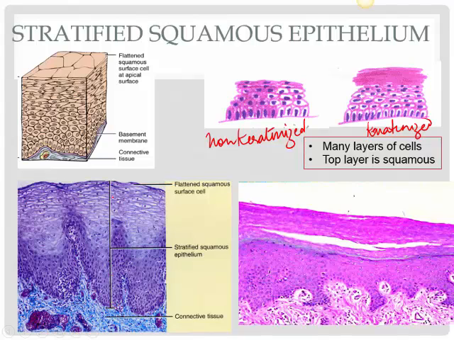This is an example of stratified squamous non-keratinized. Look at the many layers. As we are going up, the cells are getting flatter and flatter, but right till the top, you can see the nuclei of the cells. The cells are still living. This kind of epithelium is also known as wet epithelium because the surface is kept moist.